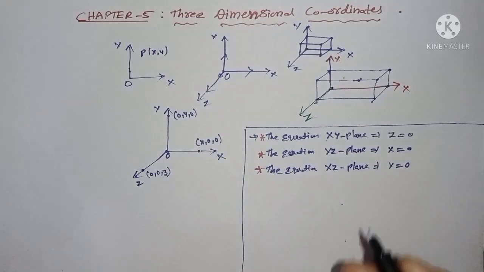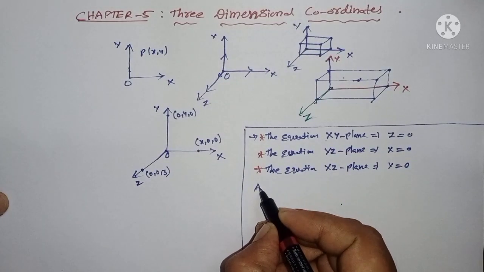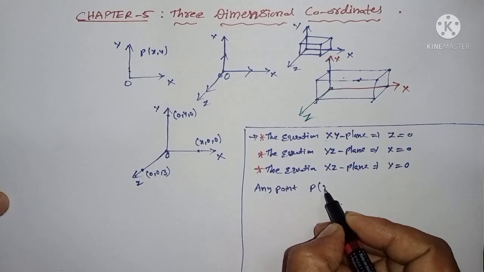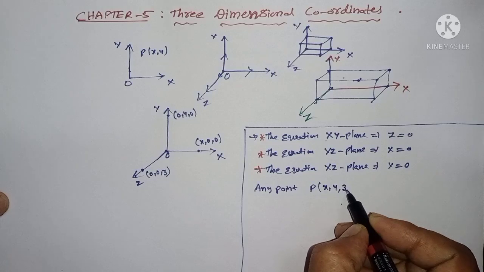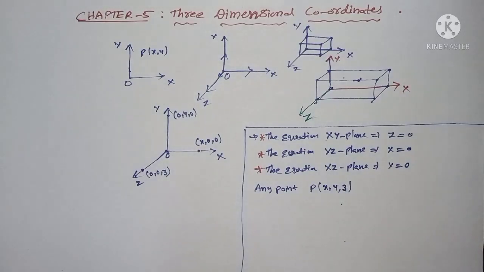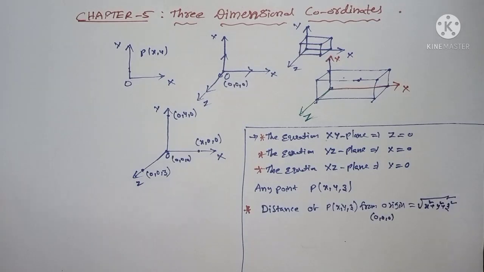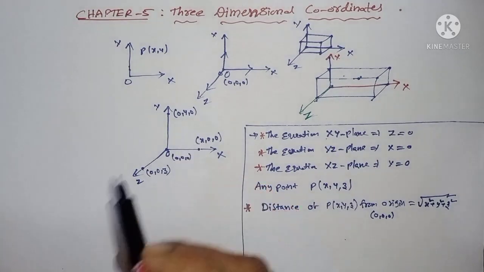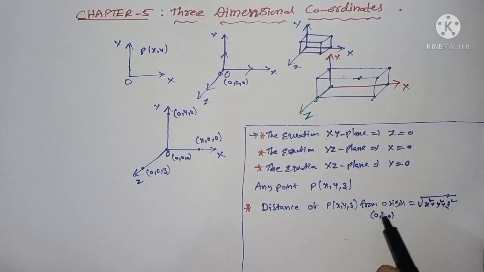For example, you can take any point. How can you define it? It is P of x comma y comma z. Next, you can write another note, the basic concept: the distance of the point P of x comma y comma z from the origin. Origin means 0 comma 0 comma 0.